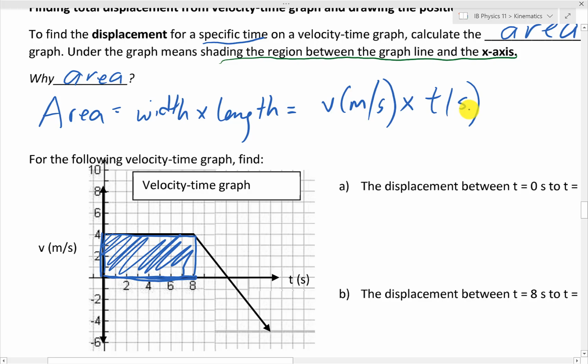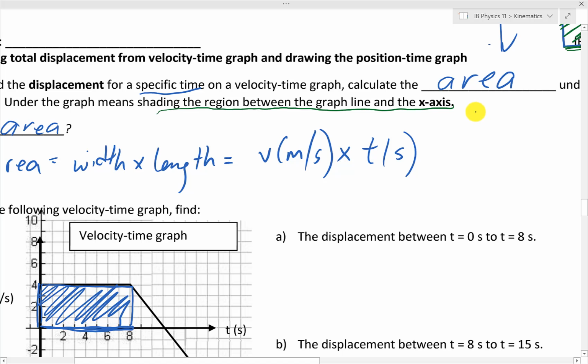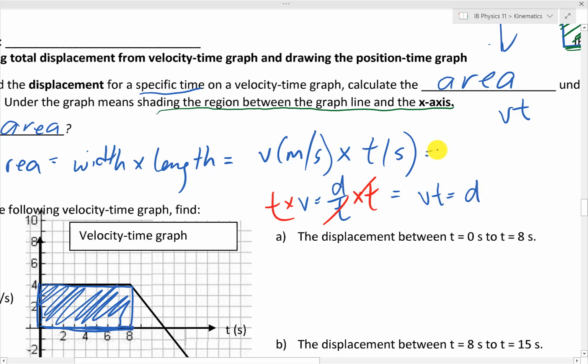Okay, so when do we have velocity times time? When have you seen that before? Remember when we did velocity is your displacement over your time, and then to solve for that, you needed to multiply both sides by your time, so that you get vt is equal to d, displacement. If you multiply the 2 dimensions, you get displacement.